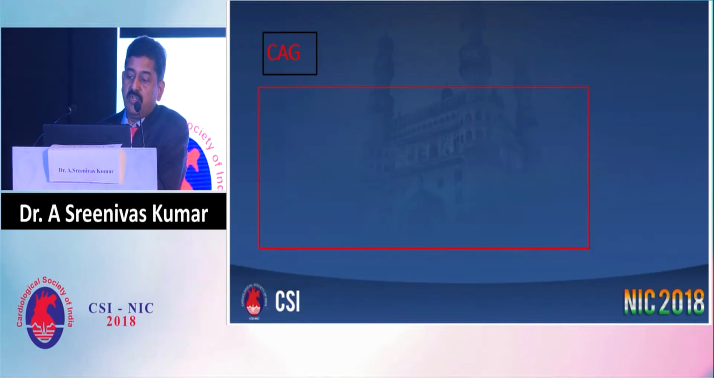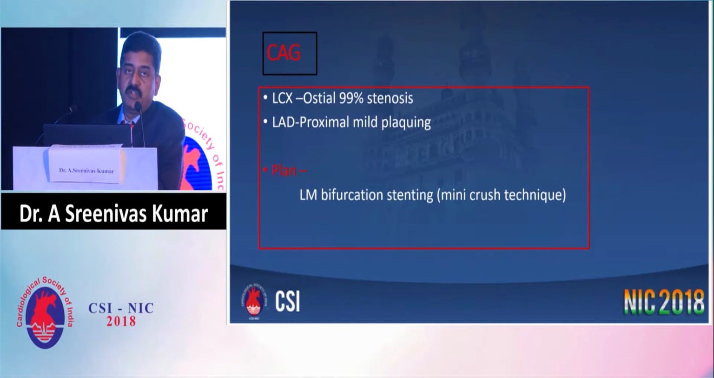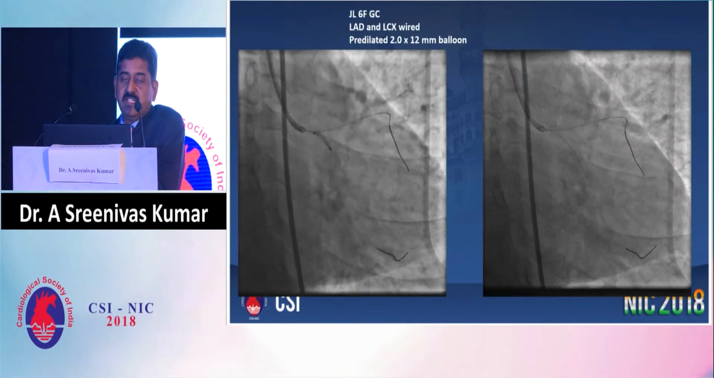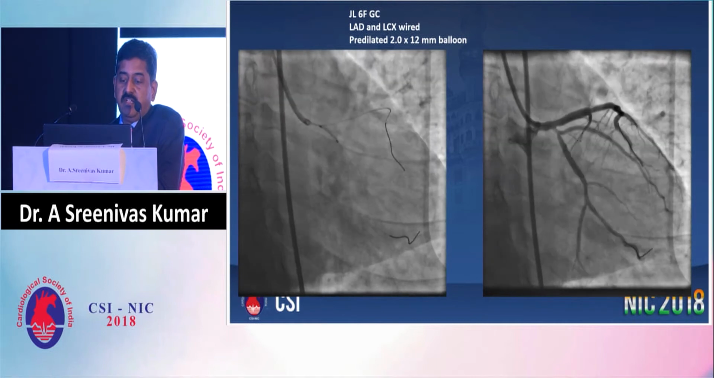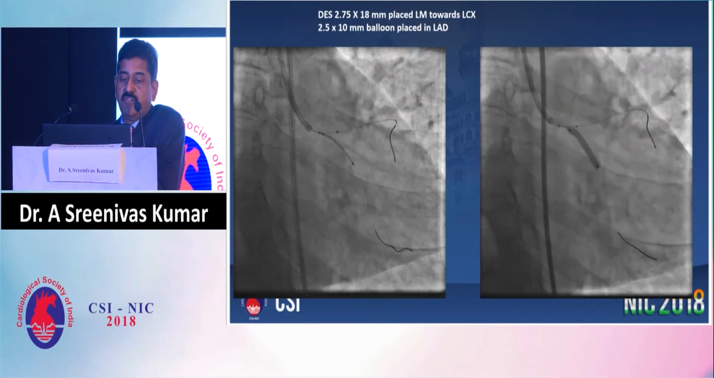Now if you do imaging and find out that the LAD is also involved, then you're more comfortable following a bifurcation stent strategy. When LCX is involved, whichever angulation is difficult, we try to position and treat that first. LCX was predilated, then we took a stent into LCX, 2.75 by 18.